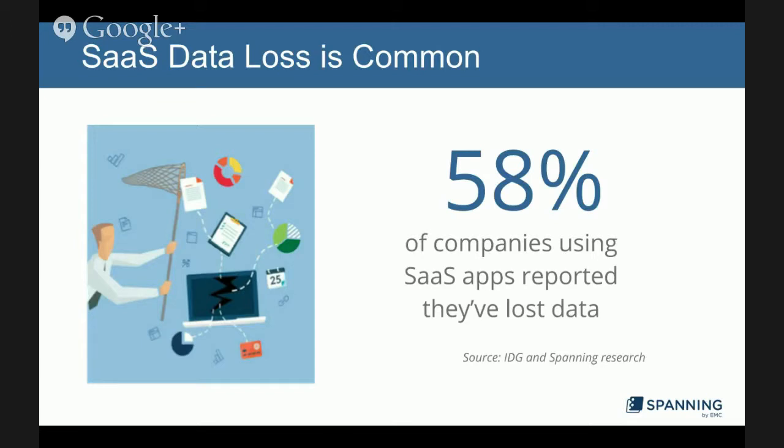Spanning restored over 10 million things last year. 10 million items were restored for our customers. Things being emails and folders and files, calendar events, etc.